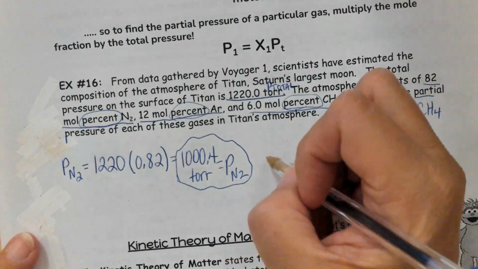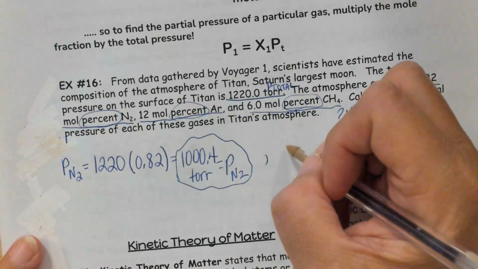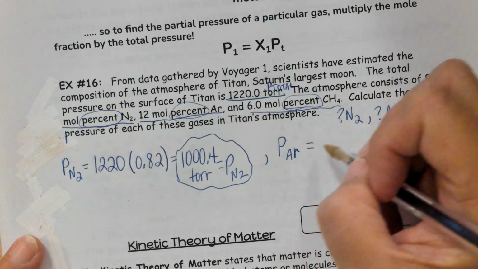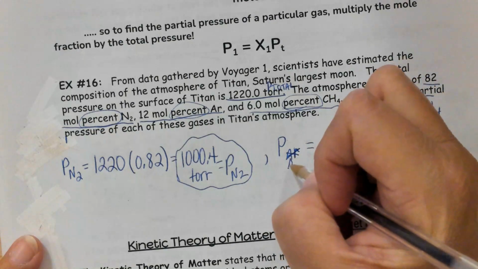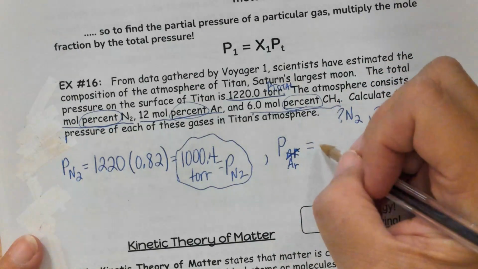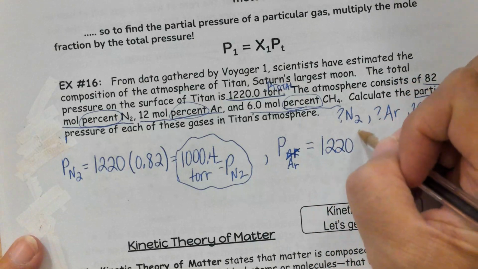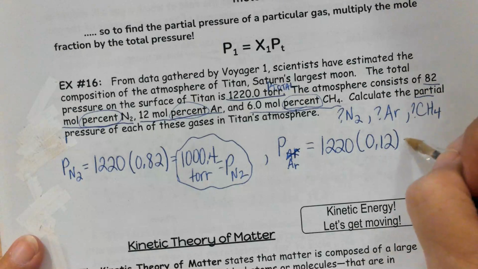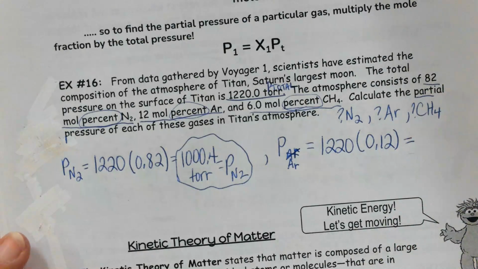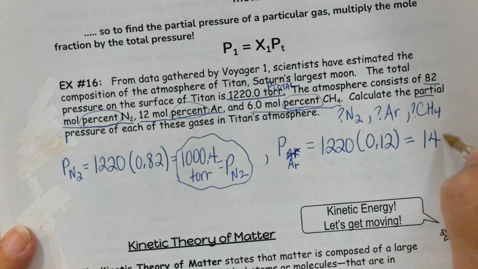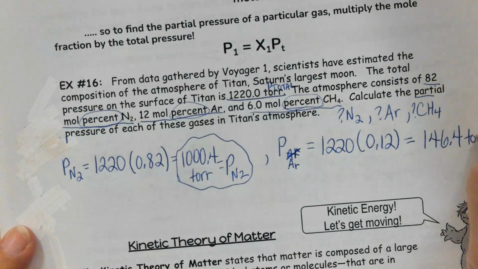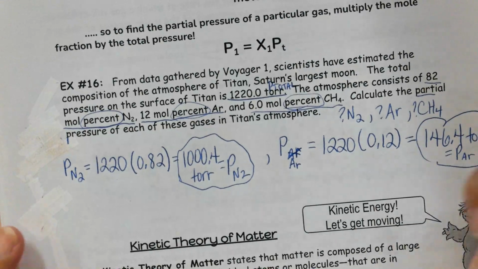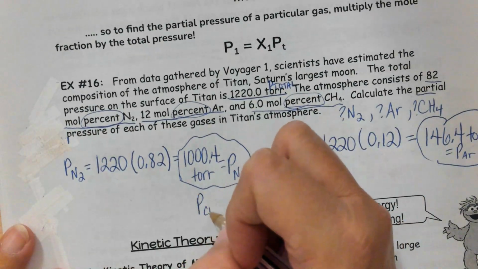All right, we're going to do the same thing for argon. Argon is a lowercase r, whoopsie doodle, that's terrible. I would cross that off and write it correctly, little r, because it does matter a lot in chemistry. We're still dealing with that same total, but this time argon is 12%, so 0.12 is that fraction. And 1220 times 12% is going to be 146.4 torr. And that is the pressure of argon. We're just rolling right along. And of course, we do one more, the pressure of methane.